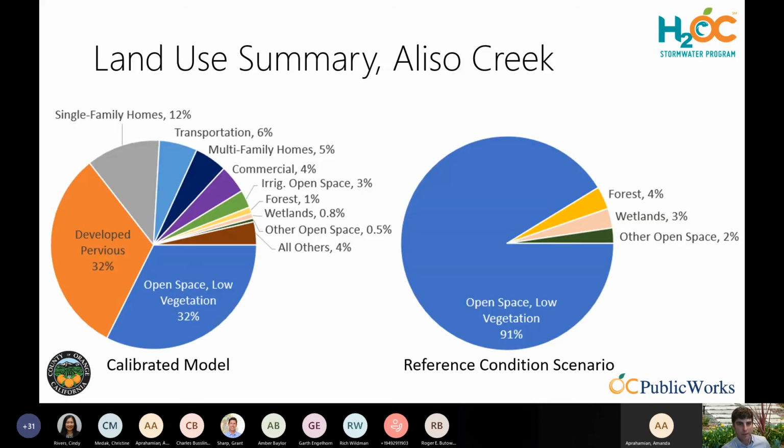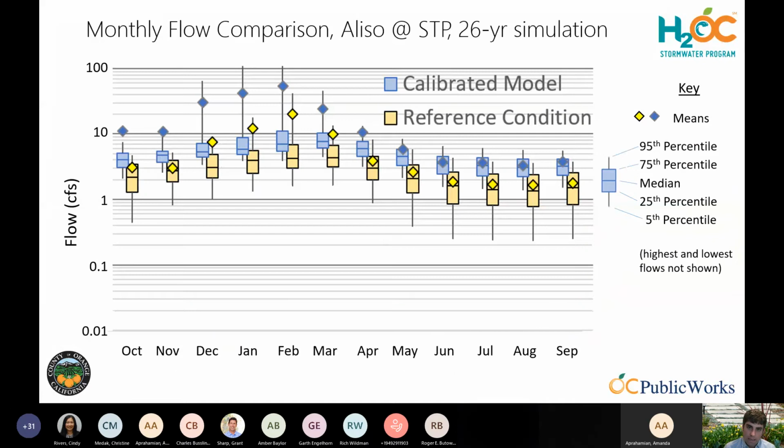And here's a look at the land use from the current calibrated model on the left. So these are our pervious lands, and then up here are impervious components. And so you see all those go away, and the open space low vegetation gets substantially bigger in the watershed. So what does it mean? What do we see in the results?